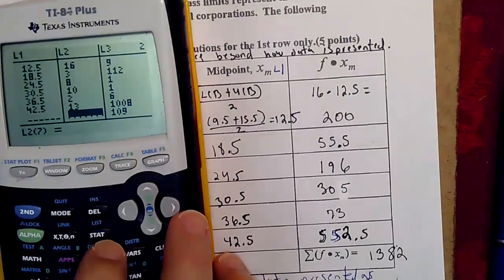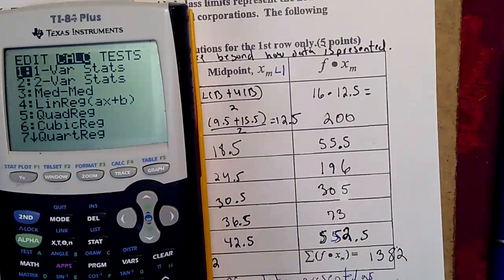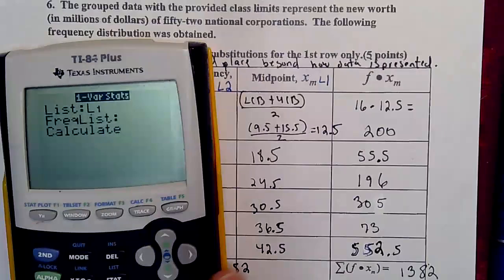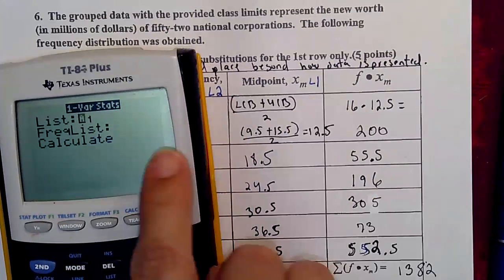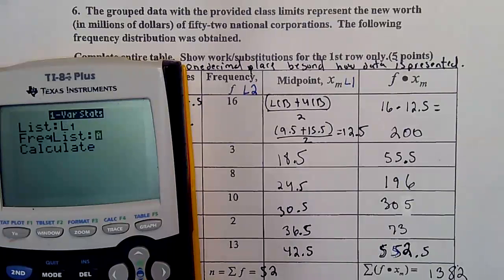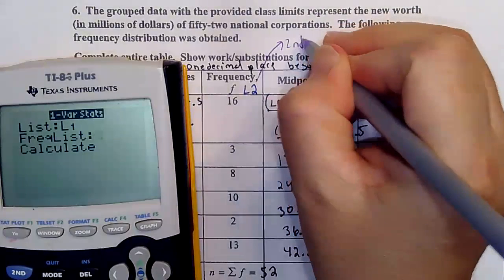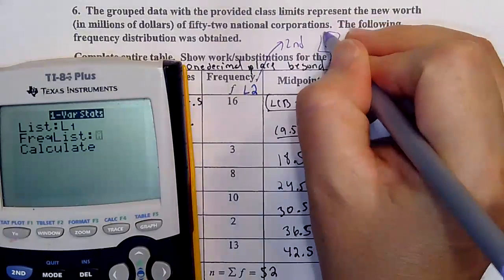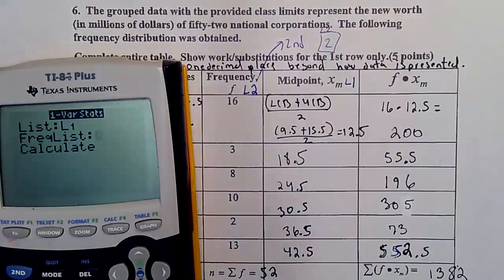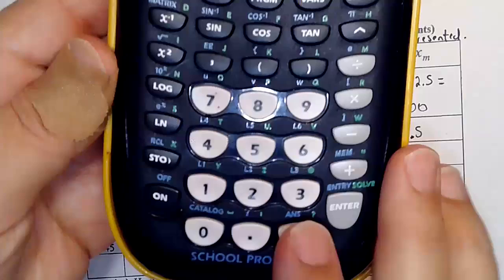So you go to Stat and then Tab to Calculate, and then One-Variable Stats, and your list. This is where you put your midpoints in L1, and then your frequency list is L2. So come down here, and to do that, you remember you press the second button and then number 2, because if you see right on top of your number 2 key, there's a little L2 there.